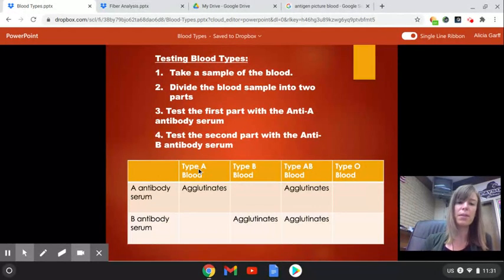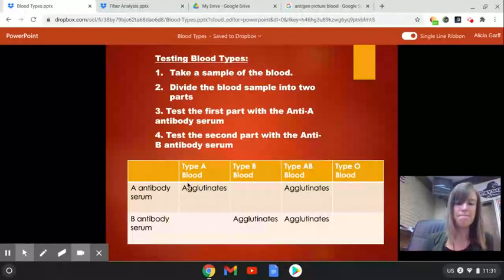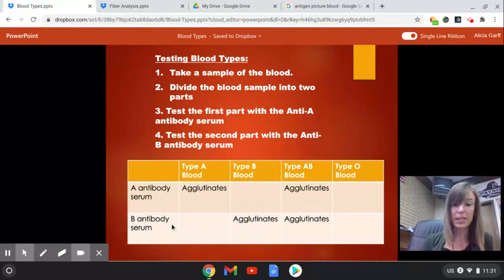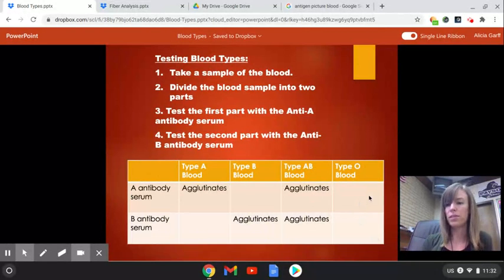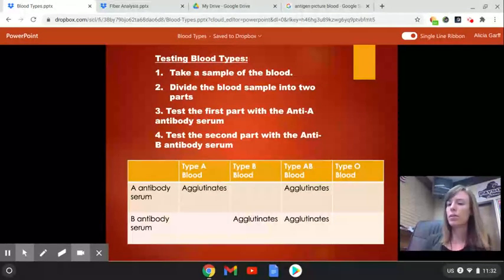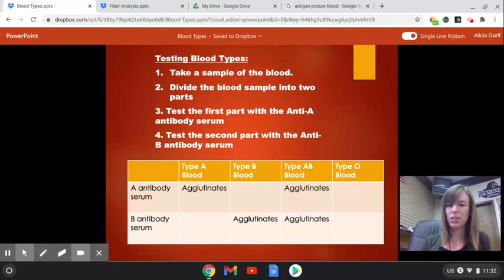So if you have type A blood, it will agglutinate, or cloud up or get kind of more solid, with the A antibody serum, but not with the B antibody serum. And type B blood would agglutinate with the B antibody serum, but not with the A antibody serum. Type AB blood would agglutinate with both of them, and type O blood would agglutinate with neither of them. So whenever you're in class, you'll get to test that.